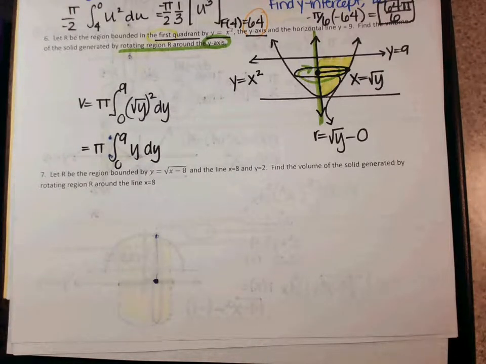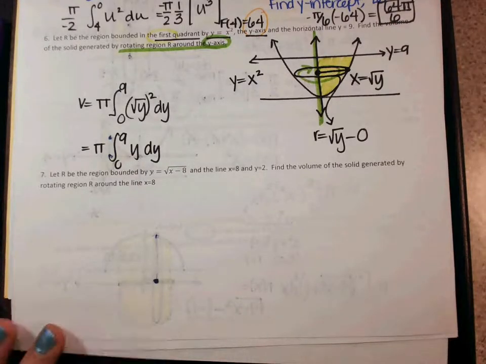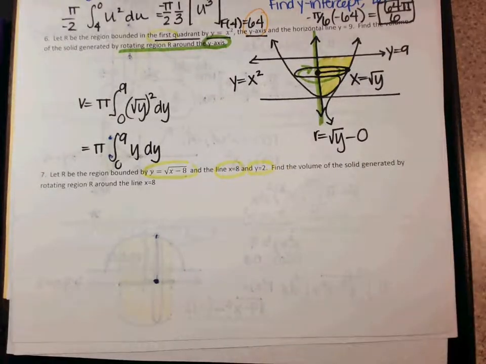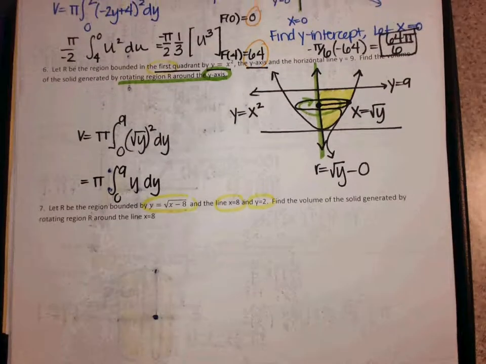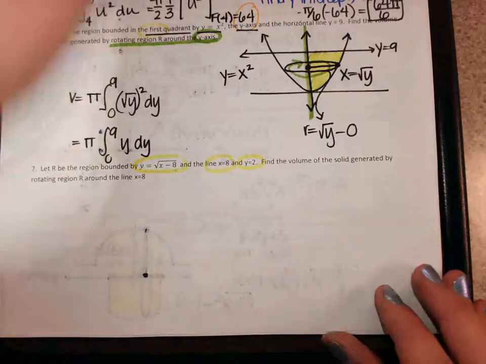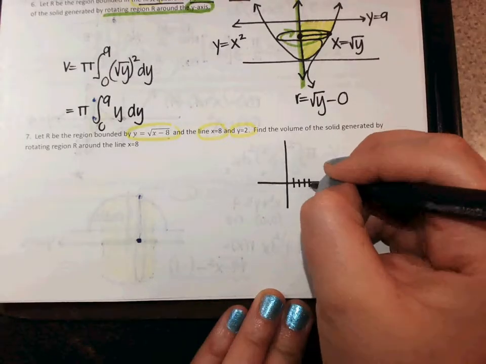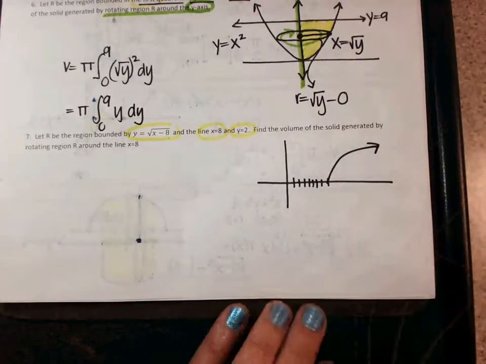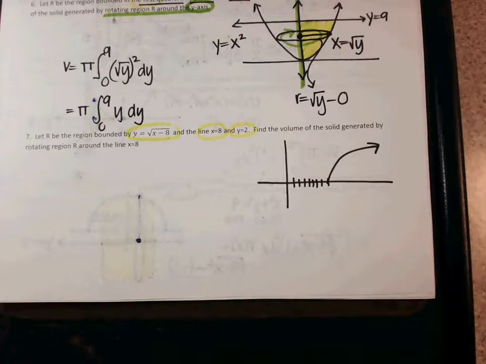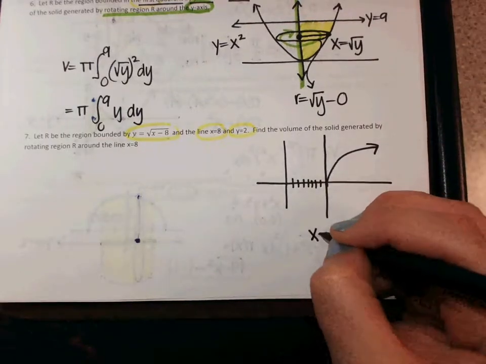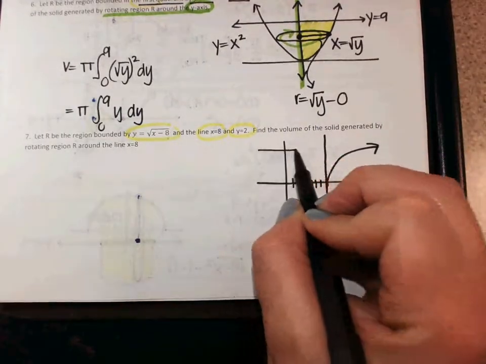Okay, number 7, set it up. This is the last one we're doing today. So you have this guy, x equals 8, y equals 2. Which way is y equals root x minus 8 going to be shifted? To the right. Correct. 1, 2, 3, 4, 5, 6, 7, 8. Okay, there it is. Then we want x equals 8. That would be here. And then we want y equals 2. That would be here.